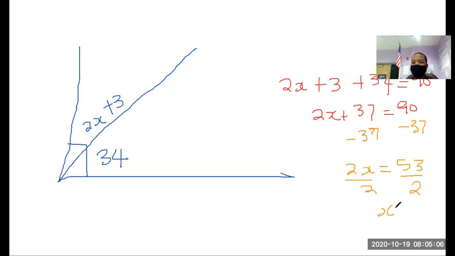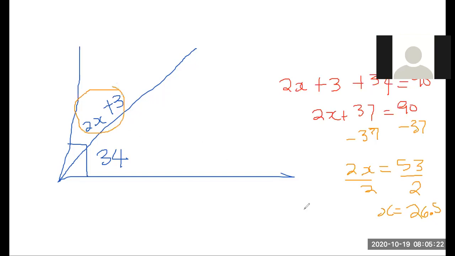So x is equal to 26.5. So x is equal to 26.5. Now I have to take x. If I want to find what this angle is right here, I have to take x.